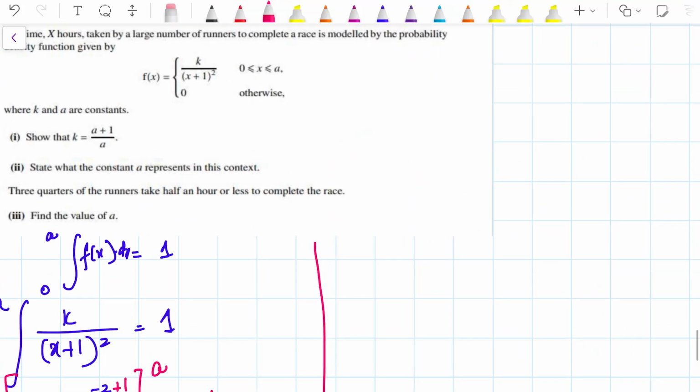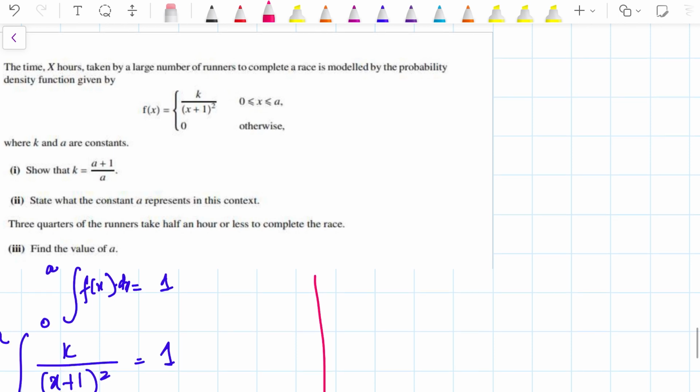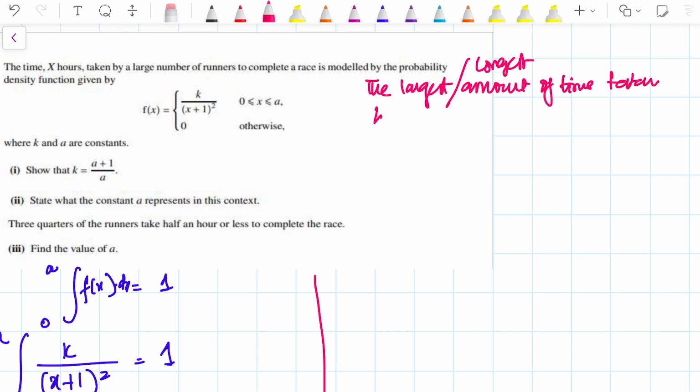Second part, state what the constant a represents in this model. The largest amount of time, or the longest amount of time taken by the last runner to complete the race. Because this function represents the time taken by the runner. So this means this is the final time. No one has taken more than a hours. Okay, a hours.